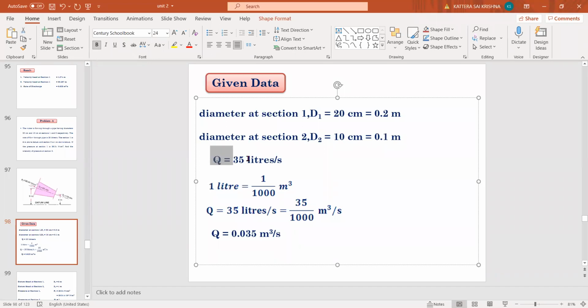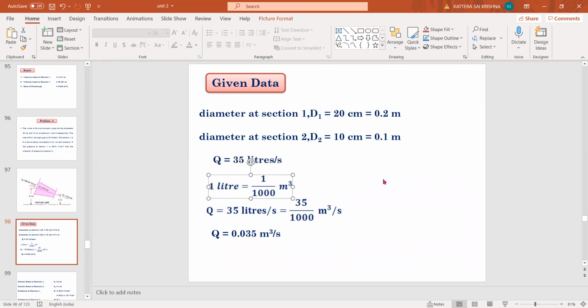The next thing which is given is discharge, 35 liters per second. So we need to convert this into meter cube per second. We need to remember this. So 1 liter is equal to 1/1000 of meter cube. Or you can remember 1 meter cube is equal to 1000 liters. Already I have said this. If you take a vessel of 1 meter cube size, we can fill 1000 liters of water or 1000 liters of a fluid in that. So that you can remember. 1 meter cube volume is equal to 1000 liters.